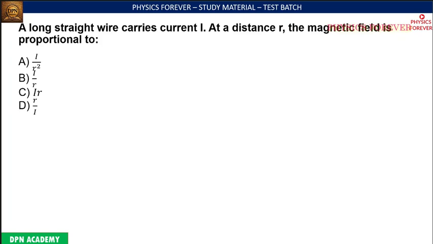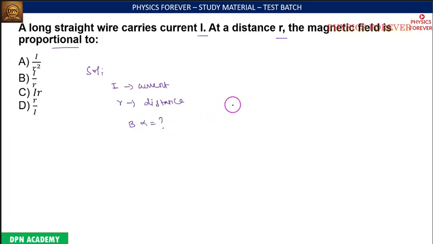So which one is correct? Question: a long straight wire which carries current I, at a distance R, the magnetic field B is proportional to? Solution: current I, R is the distance, magnetic field is proportional to what they have asked.